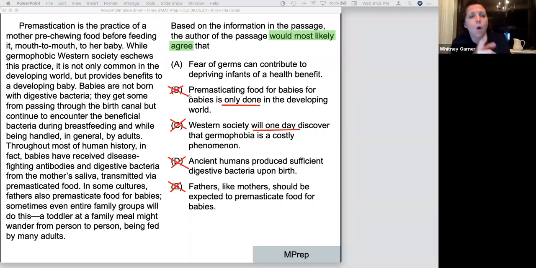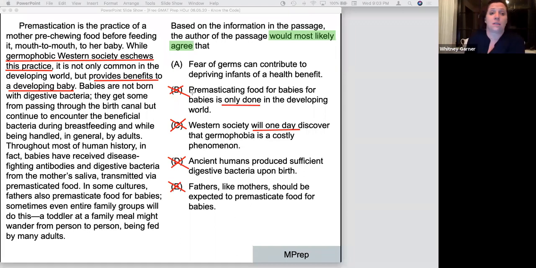Where does A come from? Well, it says germophobic Western society eschews or rejects the practice, right? And what we know is that this practice does provide benefits to a developing baby. And so the fact that a Western germophobic society says we shouldn't do this, but it would provide benefits if we did, means this fear of germs might be depriving infants of this health benefit. And so that's where our answer choice A comes from. It's what the passage said, just twisted up a little bit and written in slightly different language.